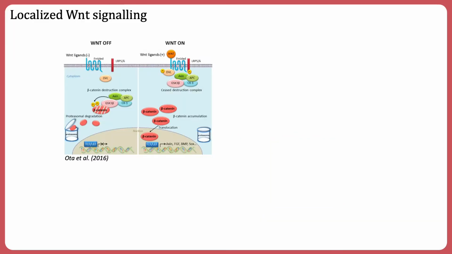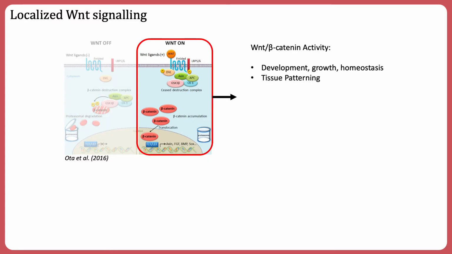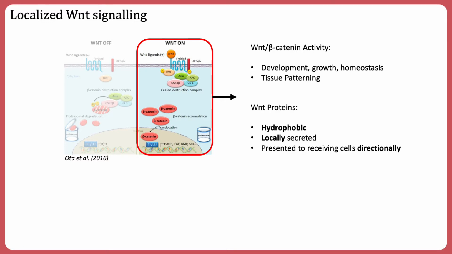Wnts are a family of signaling proteins integral to many aspects of development, growth, and homeostasis. Within this, they have a particular role in tissue patterning. Due to post-translational palmitoylation, Wnts are hydrophobic, and in many cases are secreted locally, and as a result are presented directionally to receiving cells.